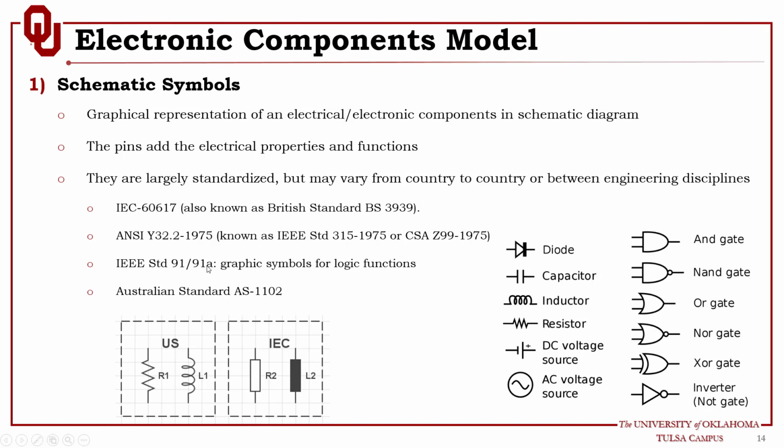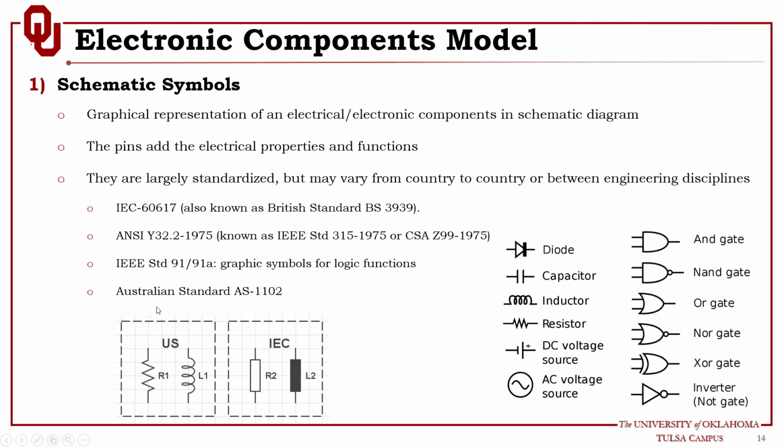ANSI is the American National Standards Institute. This is the acronym, and this is widely used in the United States. Also, we have the IEEE, the Institute of Electrical and Electronics Engineers standard, and this standard defines only the graphical symbols for logic functions like this, how they should be drawn and how they should be used in schematics. And the last one, which is not really common, is the Australian standard AS1102, which also defines some regulation for the symbols.